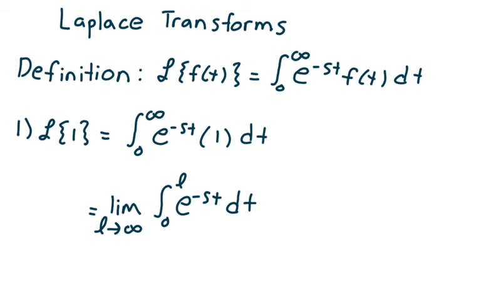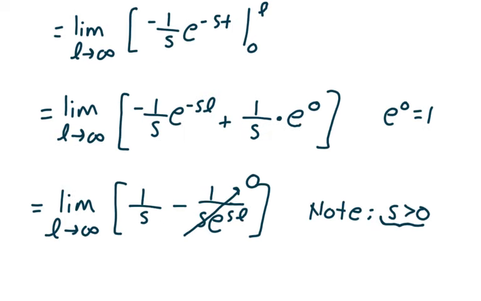The first formula we're going to derive is the Laplace transform of 1. Using the definition, that's the integral from 0 to infinity of e to the negative st times 1 dt. But that's the limit as L goes to infinity of the integral from 0 to L of e to the negative st dt. But that's equal to the limit as L goes to infinity of negative 1 over s e to the negative st evaluated from 0 to L. So I'm going to replace t with L and t with 0 and subtract the results.